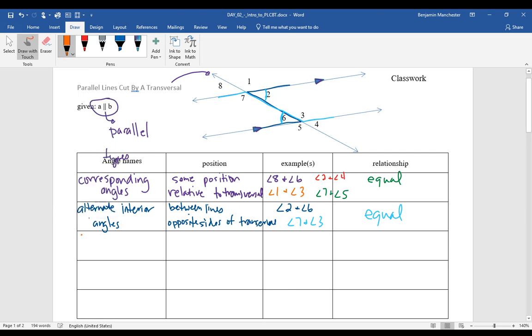So the next one, we'll stay on the same diagram, are alternate exterior angles. Okay, alternate exterior angles, their position, just like before, are on the outside of your lines. Okay, alternate exterior. So exterior means outside. So outside of your parallel lines, and still on opposite sides of the transversal. Okay, opposite sides of the transversal, pardon me.